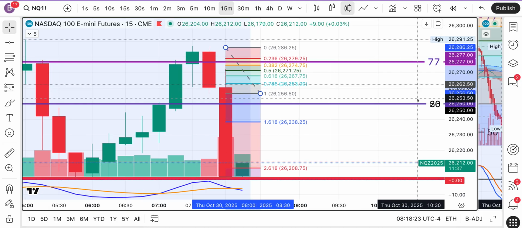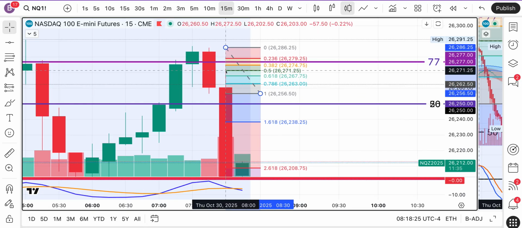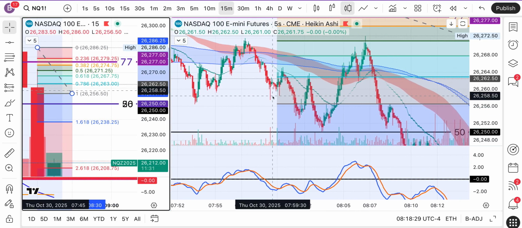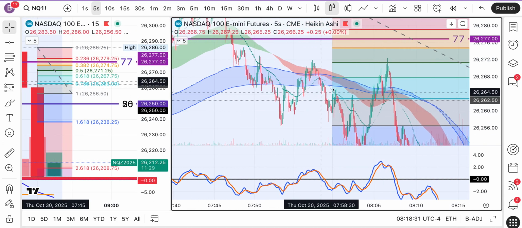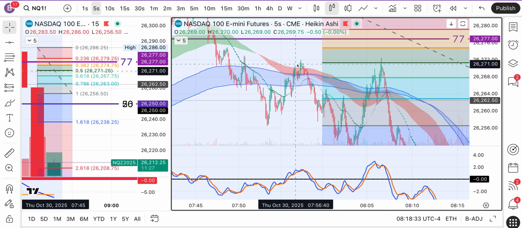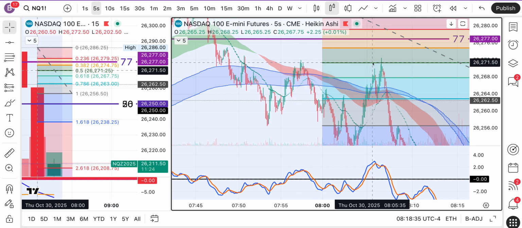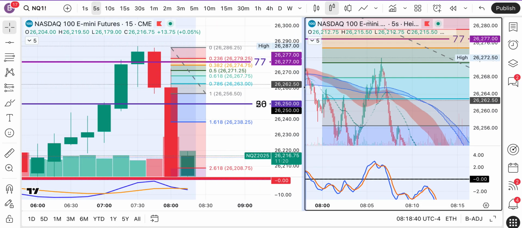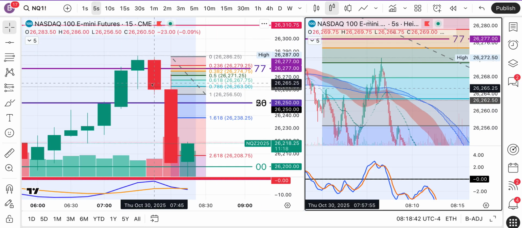As you can see right here, it came back up to the level again. It was the same basic area where I sold here, but it was based on a different measurement. It was based on a 15-minute candle that started at 7:45 and ended at 8 o'clock.